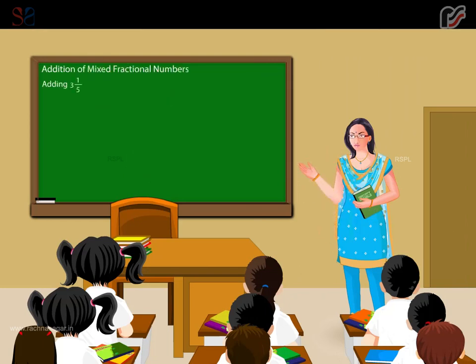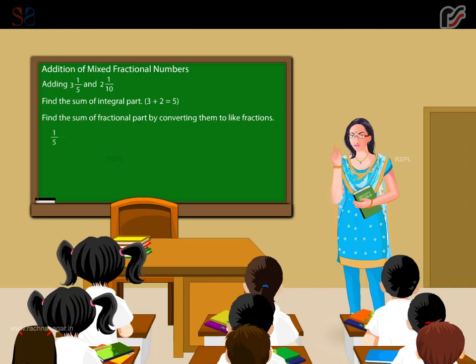Adding 3, 1 by 5 and 2, 1 by 10. Find the sum of the integral part. 3 plus 2 is equal to 5. Find the sum of the fractional part by converting them to like fractions. 1 by 5 plus 1 by 10 is equal to (1 multiplied by 10 divided by 5 plus 1 multiplied by 10 divided by 10) whole divided by 10, which is equal to (2 multiplied by 1 plus 1 multiplied by 1) whole divided by 10, which is equal to (2 plus 1) whole divided by 10, which is equal to 3 by 10. Add up the sum of the integral part and the fractional part.